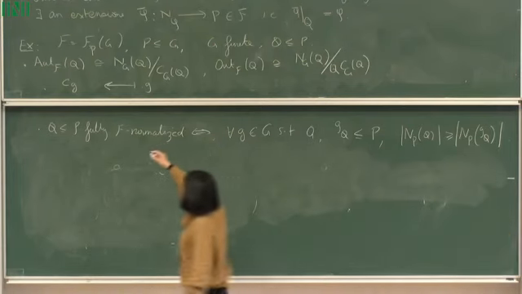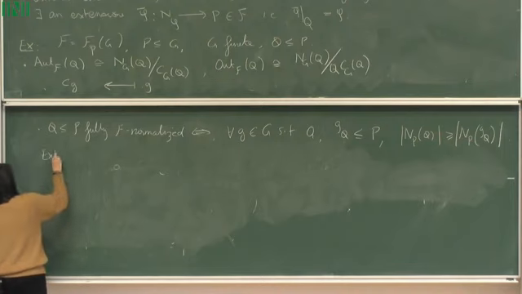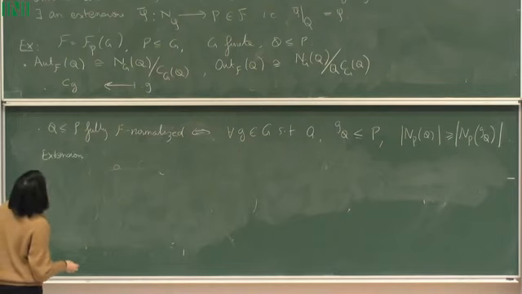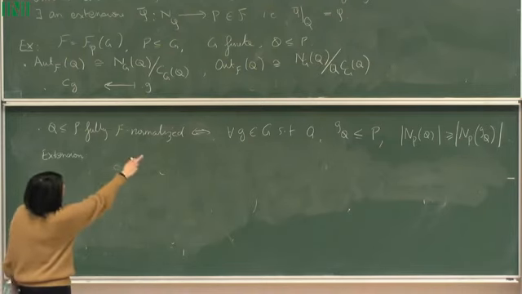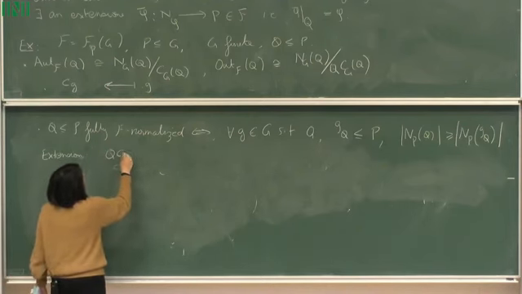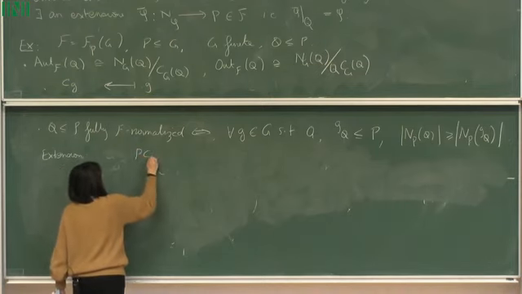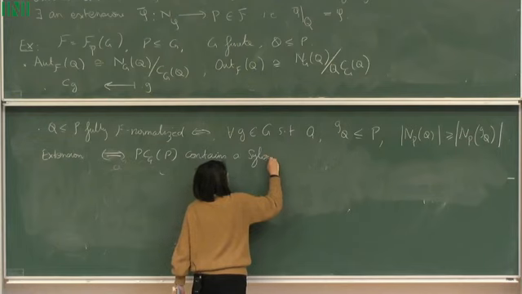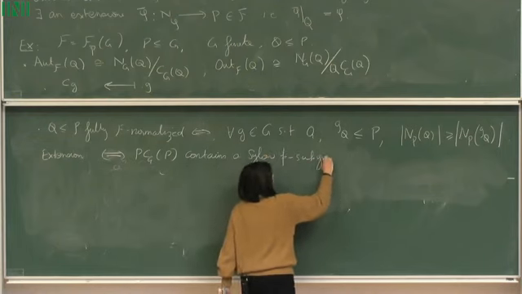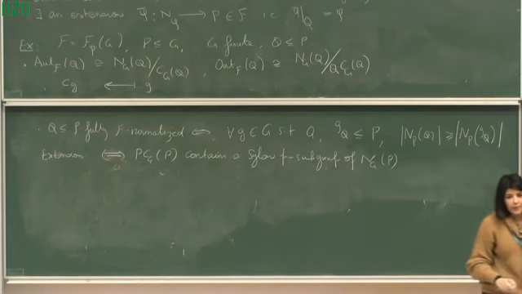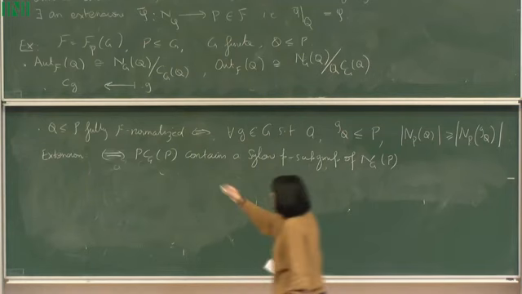And then the extension condition in this case is just saying that if you think about what Out_F(Q) is, that Q C_G(Q) over P C_G(P) contains a Sylow p-subgroup of N_G(P) over P C_G(P).